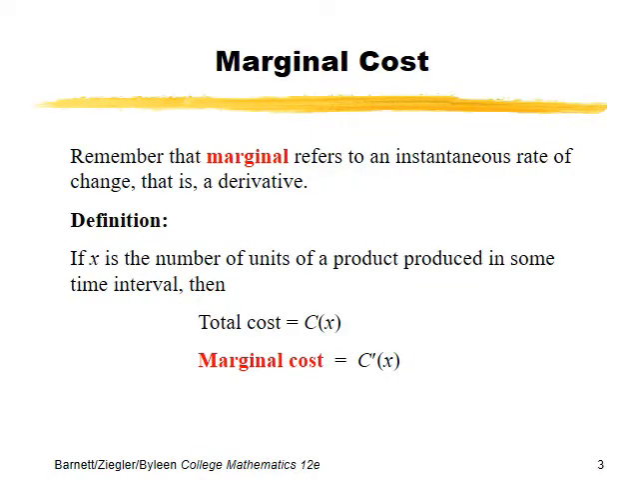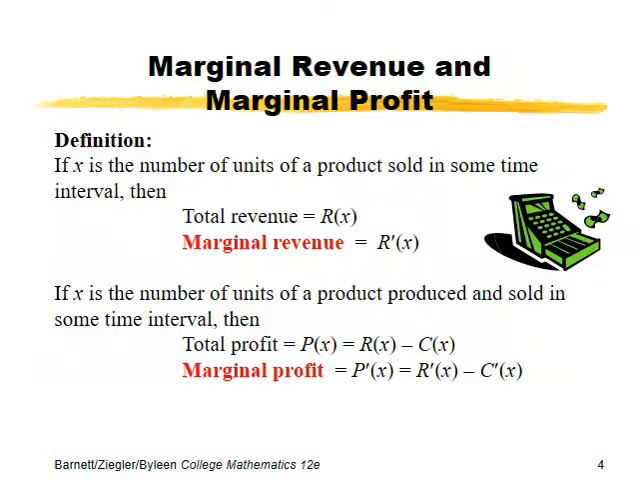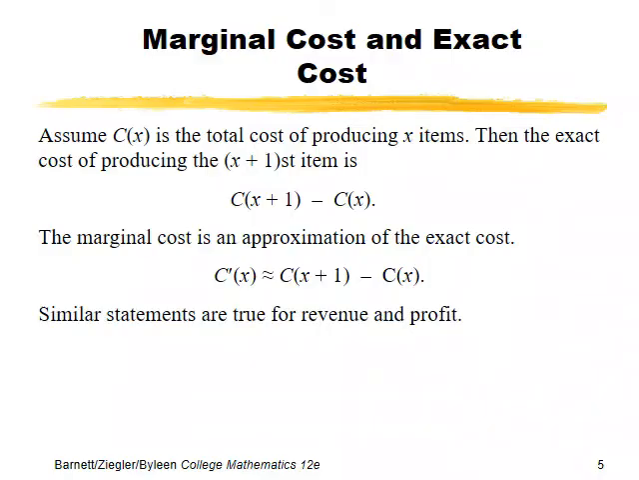For example, here you are given a cost function. If you take its derivative, we are denoting derivative with this dash, you will get the marginal cost function. And similarly, if you are given a revenue function, you take its derivative, you will get marginal revenue. And likewise for the profit function, if you are given a profit function, you take its derivative, you will get the marginal profit function. Now what is marginal cost and what does it mean?